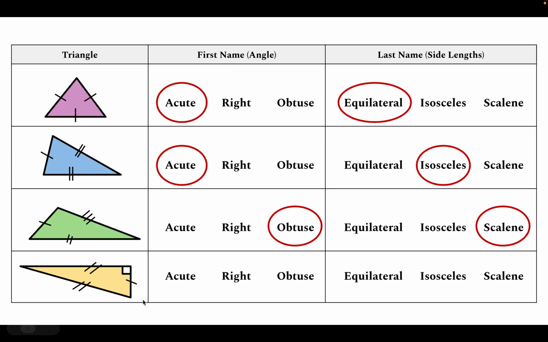Let's do the last one. All right, so I see this square here, this box, that's telling me that it's a right angle. So right away, I know that this first name of this triangle is right because it has one right angle. Now let's look at the sides. I see one tick mark, and then I see two on these. That's telling me these two are the same length. So this is a right isosceles triangle.